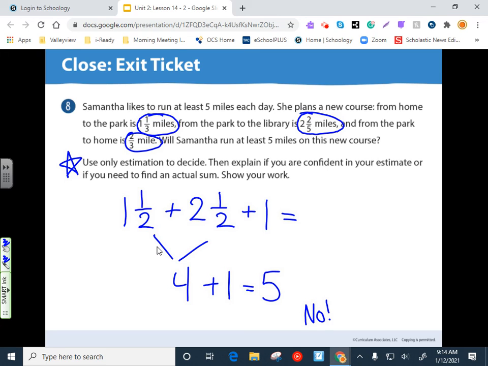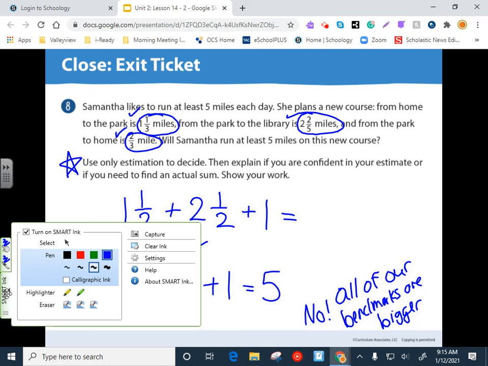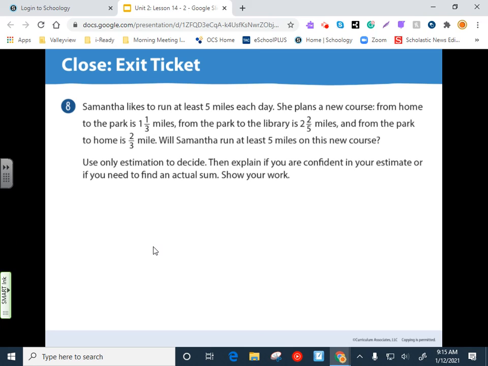And the reason is all of our benchmarks are bigger. As in, every number we changed for all 3 of these, we chose benchmarks that were bigger than the actual numbers, and we just got to 5. So if we use the actual numbers, there's no way that they would actually get to the 5. It'd probably be just below that. So that's another way you can use benchmarks to estimate your answers.